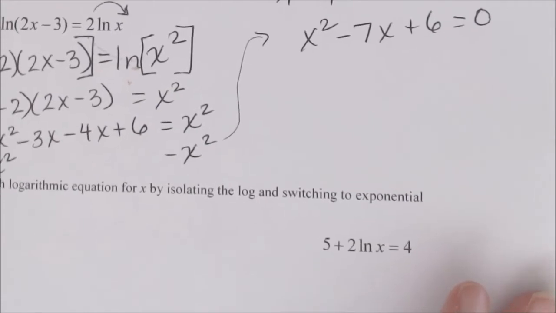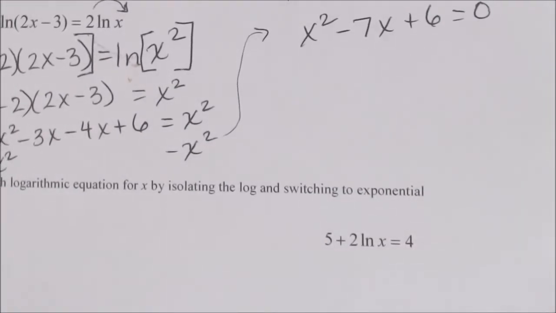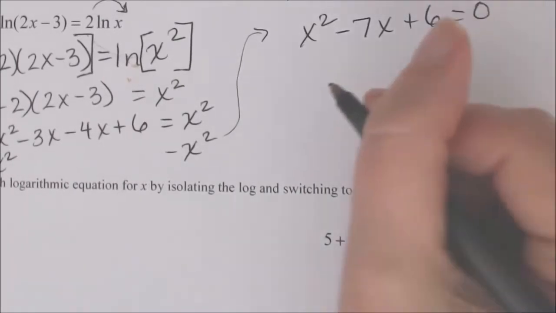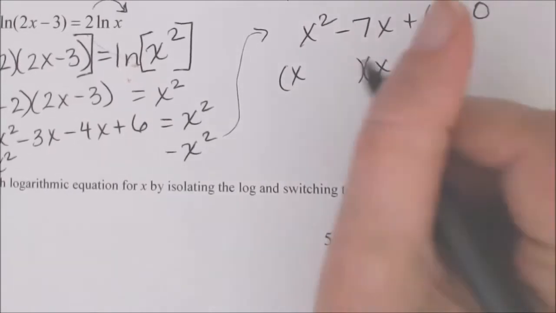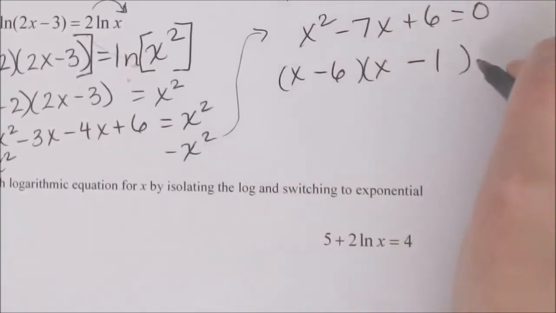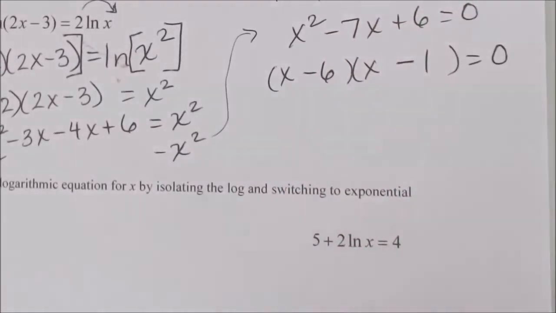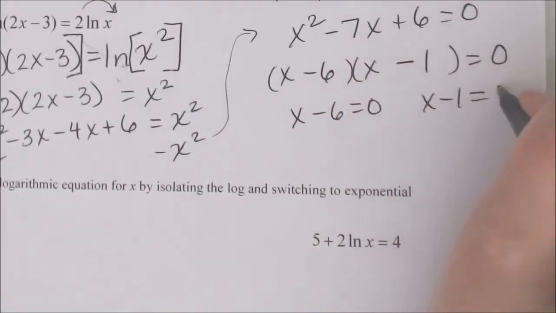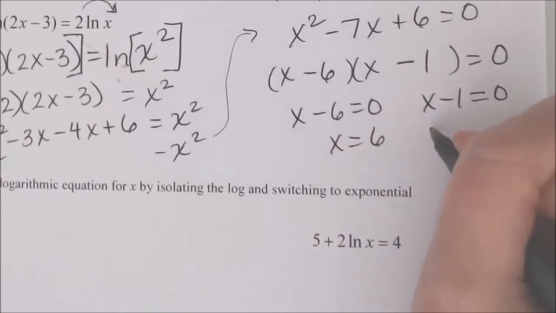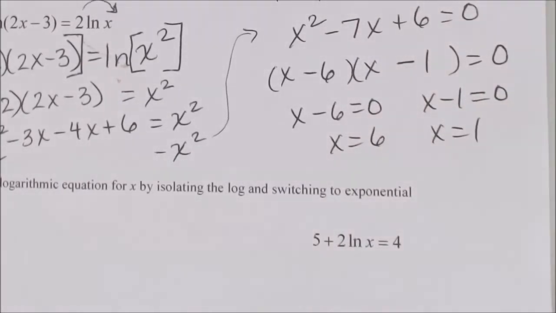Now take a minute, and if you need to pause the video, solve that equation by factoring. You won't get anything that doesn't factor in this section, and this is no exception. So we've got x and x, a minus 6 and a minus 1 equals 0. So we set both of those equal to 0 using the zero product property. We get a solution of x = 6 and x = 1.